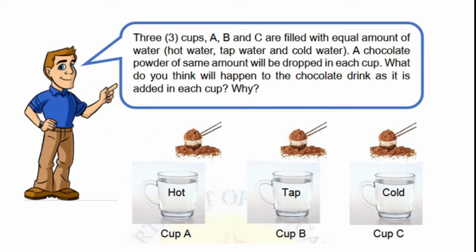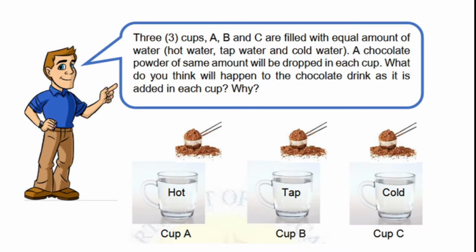And we have a sample picture here to discuss and analyze. So we have three cups, A, B, and C, filled with an equal amount of water. Cup A is hot water, cup B is tap water, and cup C is cold water. A chocolate powder of the same amount will be dropped in each cup. What do you think will happen to the chocolate drink as it is added in each cup? Why? What can you say?